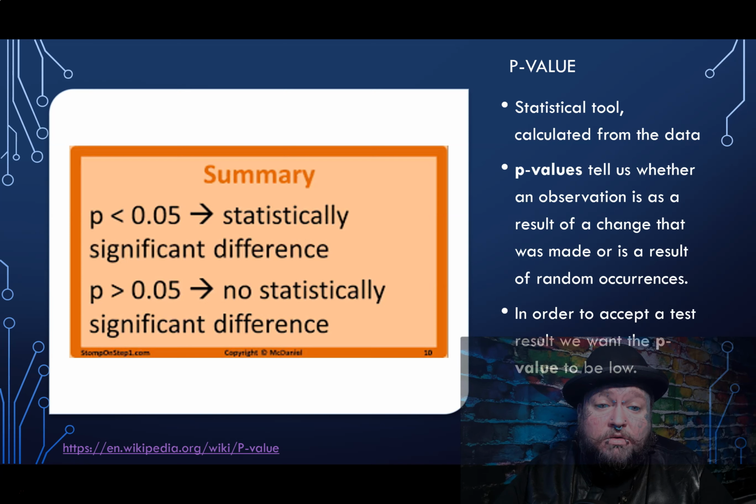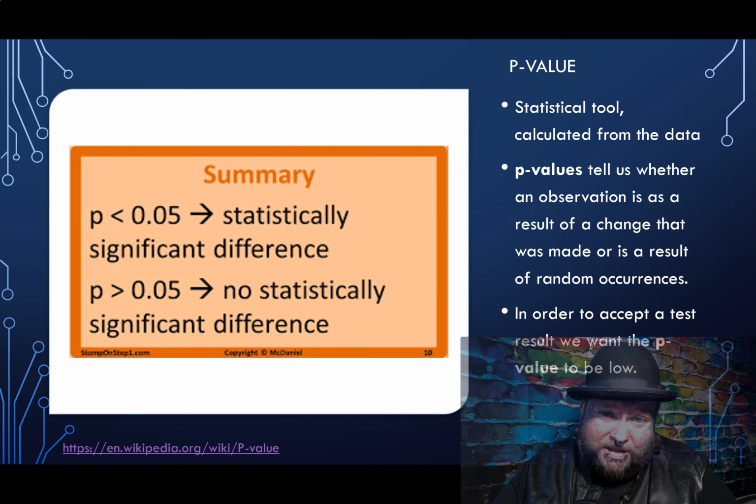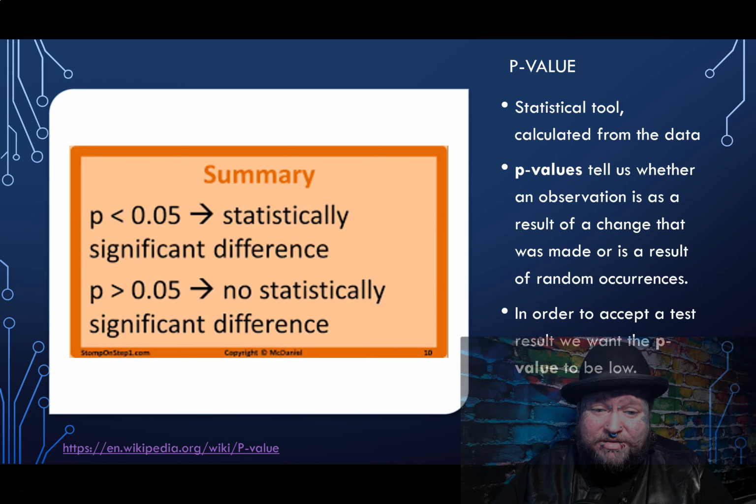But a p-value is a statistical tool calculated from the data. So all the data that's collected, it's a number that comes out. Same thing as calculating the mean or average: taking a bunch of data and you get one number that has properties you can use to tell things about that data. And the p-value tells us whether an observation is a result of a change that was made or the result of random occurrences.